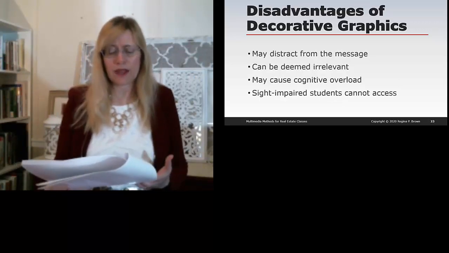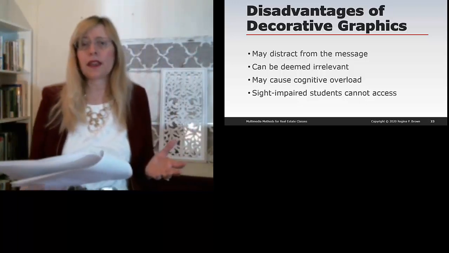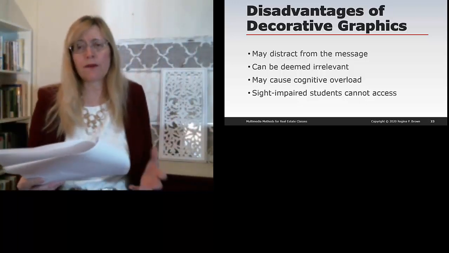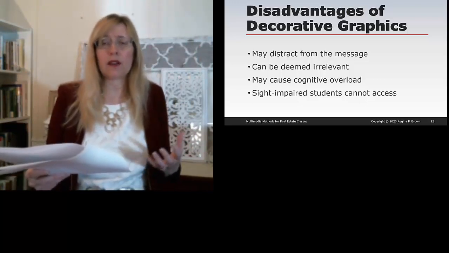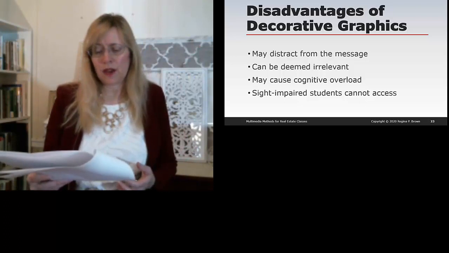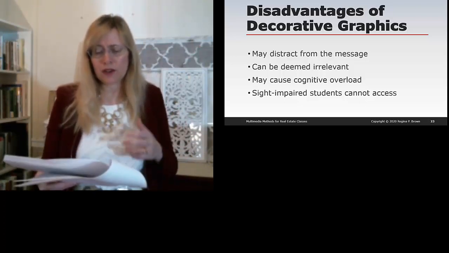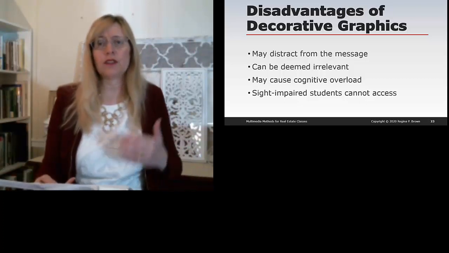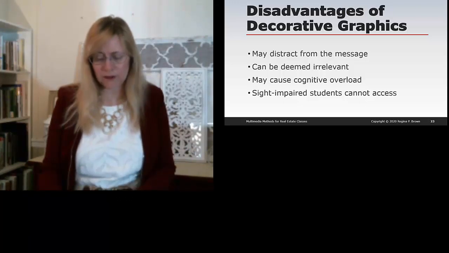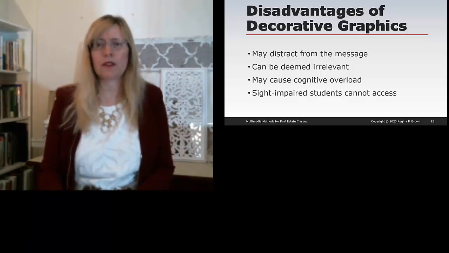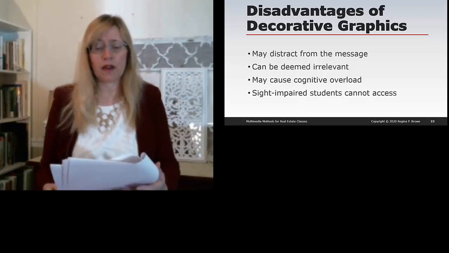Now, what are the disadvantages of decorative graphics? On the other hand, decorative graphics may distract from the overall message. The graphics may be deemed irrelevant if they cause the student to lose focus. Perhaps the graphics are too bright or detailed, and they shift attention away from the instructional message to the graphics themselves.